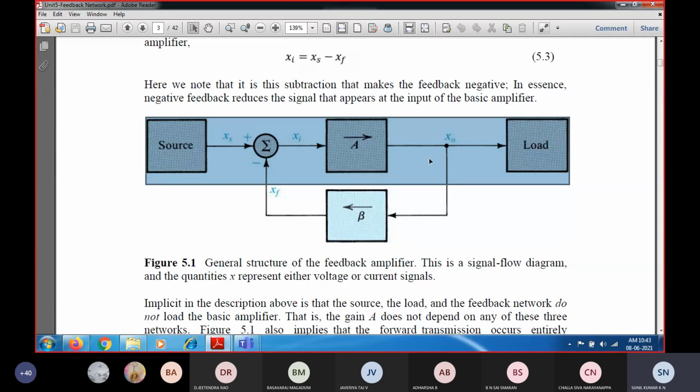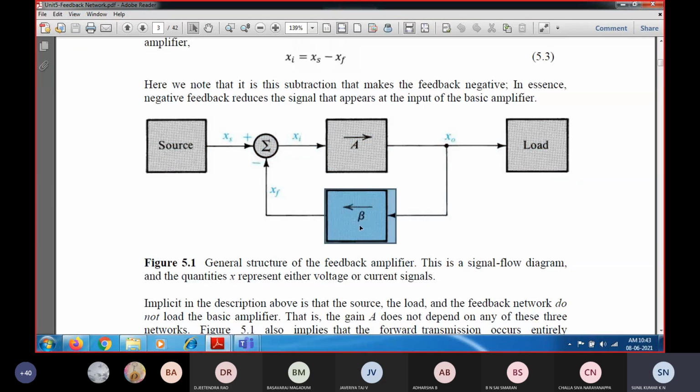For this amplifier, if I employ a feedback network, the feedback network is going to have a feedback gain beta, and the main amplifier is going to have an amplifier gain A. A is the gain of the amplifier, and beta is the gain of the feedback network, which takes part of the output. The output signal X naught is the output of the amplifier. This output is given to the load as well as to the feedback network. So the output of the amplifier, X naught, will be treated as the input signal of the feedback network.